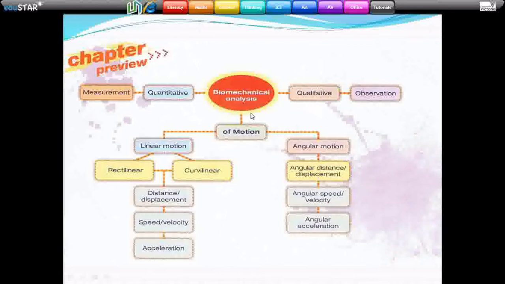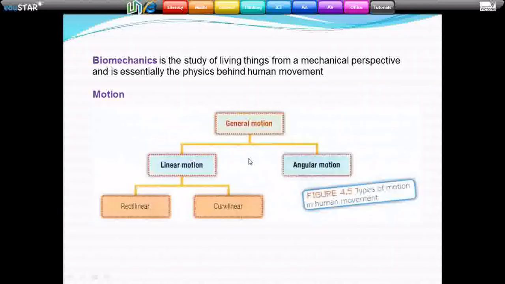So when we're talking about biomechanics, motion is one of the key elements of that. Within motion, we've got linear motion, so movement in a straight line, and then we've got angular motion, so that's motion about an axis. Some of the key concepts, as I've already mentioned, are distance and displacement, speed and velocity, and acceleration. As we've talked about already, biomechanics is a study of living things from a mechanical perspective, and it's kind of like the physics behind human movement.